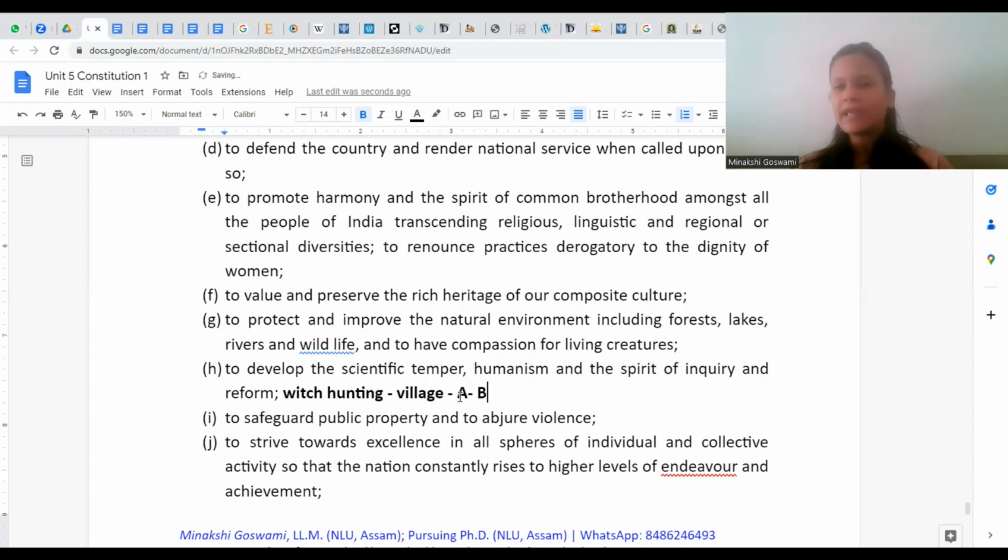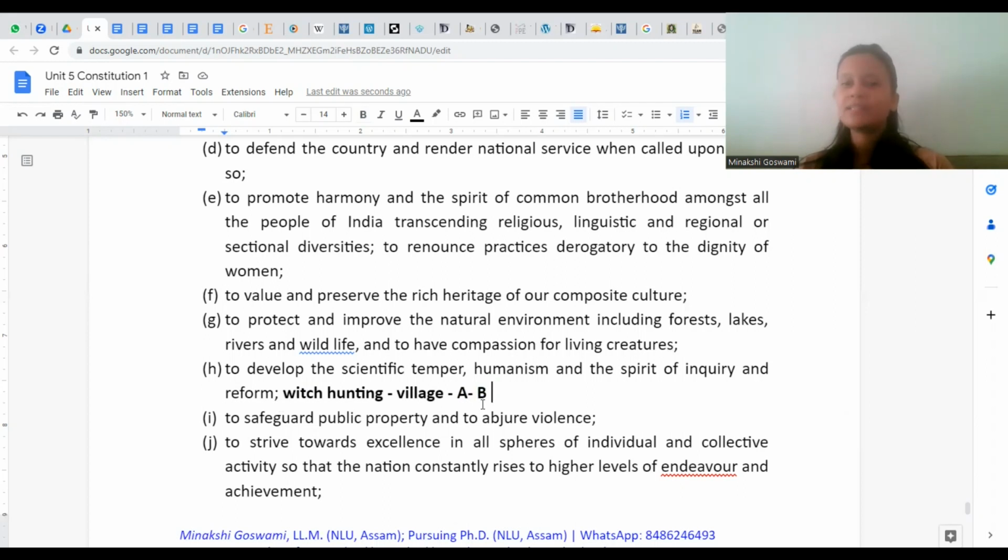Now A does not like B. There are some issues between them. What will A do? A will tell the entire village that, you know what, B is a witch, and we need to kill B to save our village. The entire population of the village, or some people, would gather and come and kill B. This is nothing but witch hunting, a very prevalent crime.